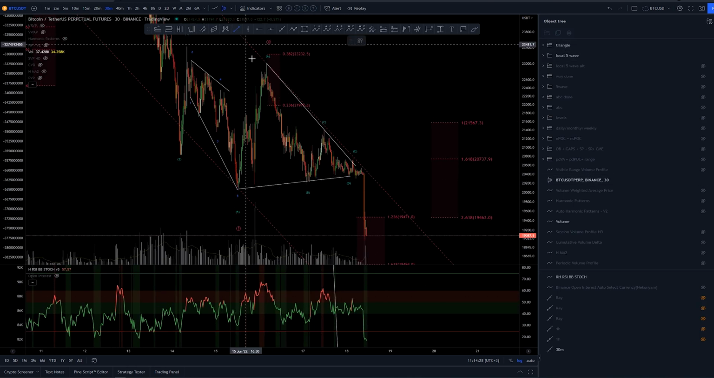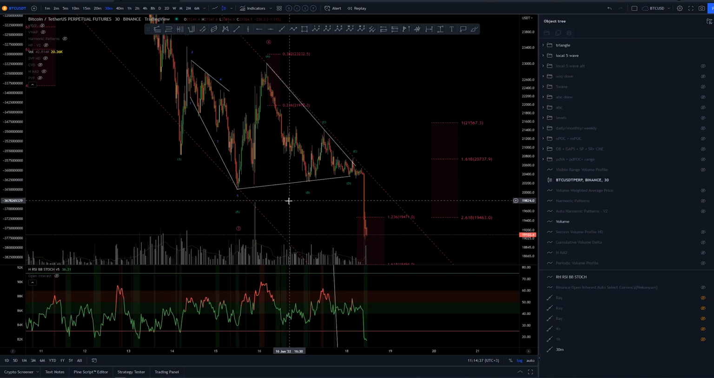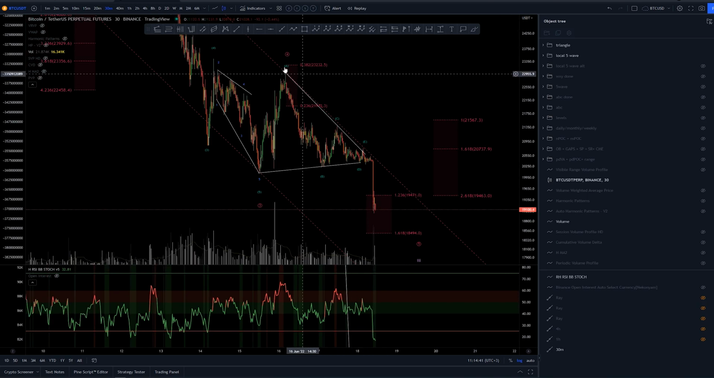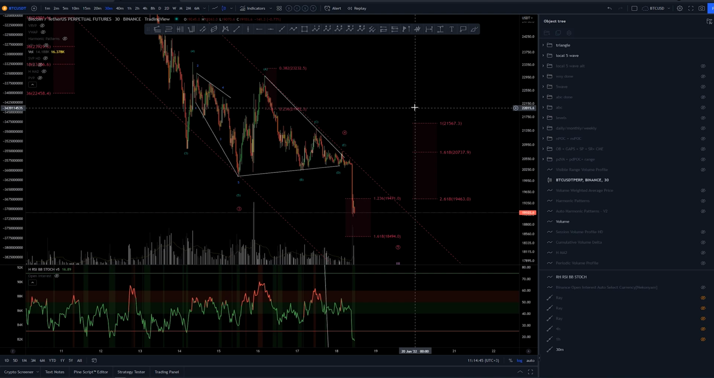RSI is supporting this contracting pattern here. Both trend lines are contracting. The price itself is contracting, waiting for something to pop. And we did pop here. Okay, so that is my reason for why this happened. Wave 4 indeed here.